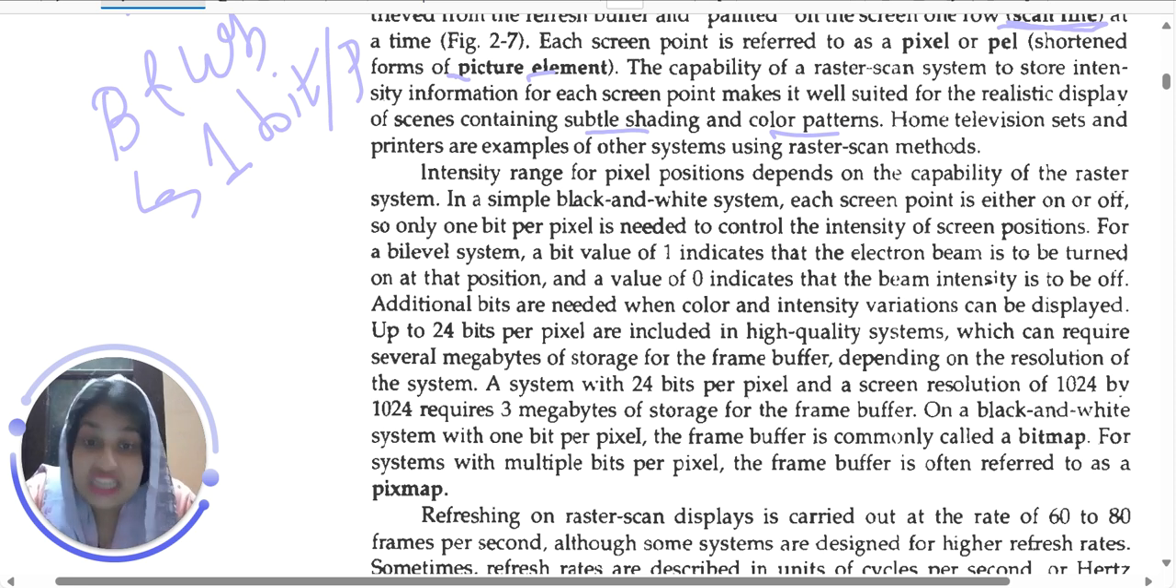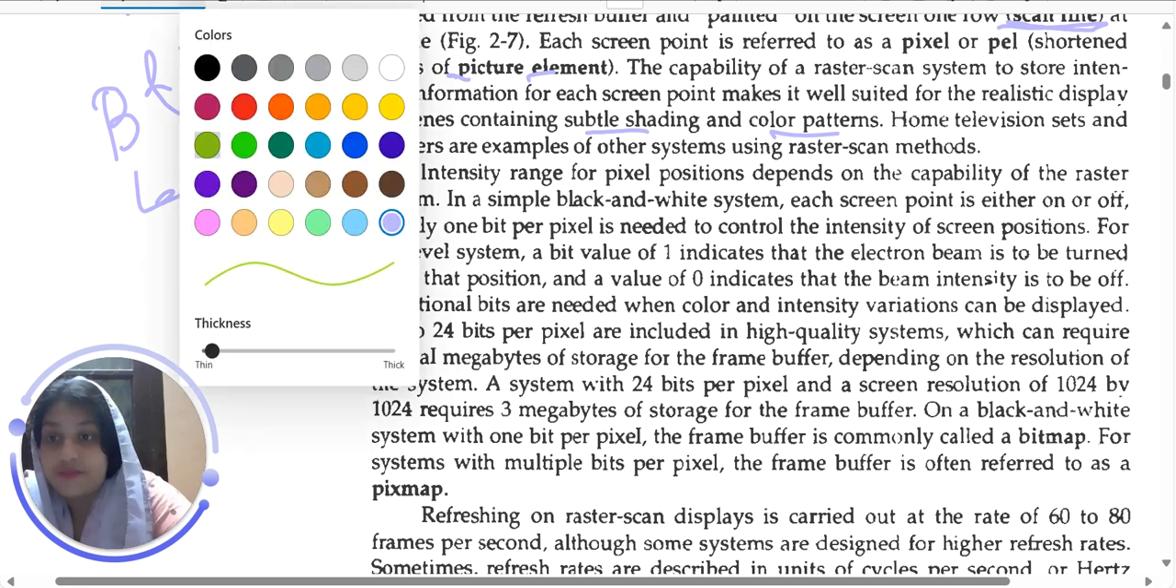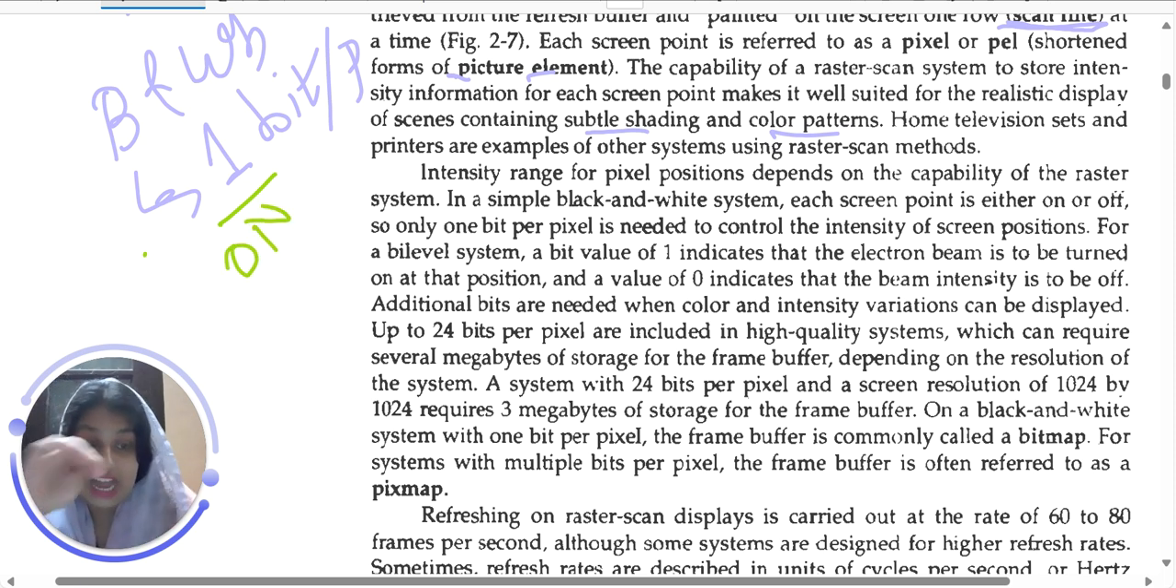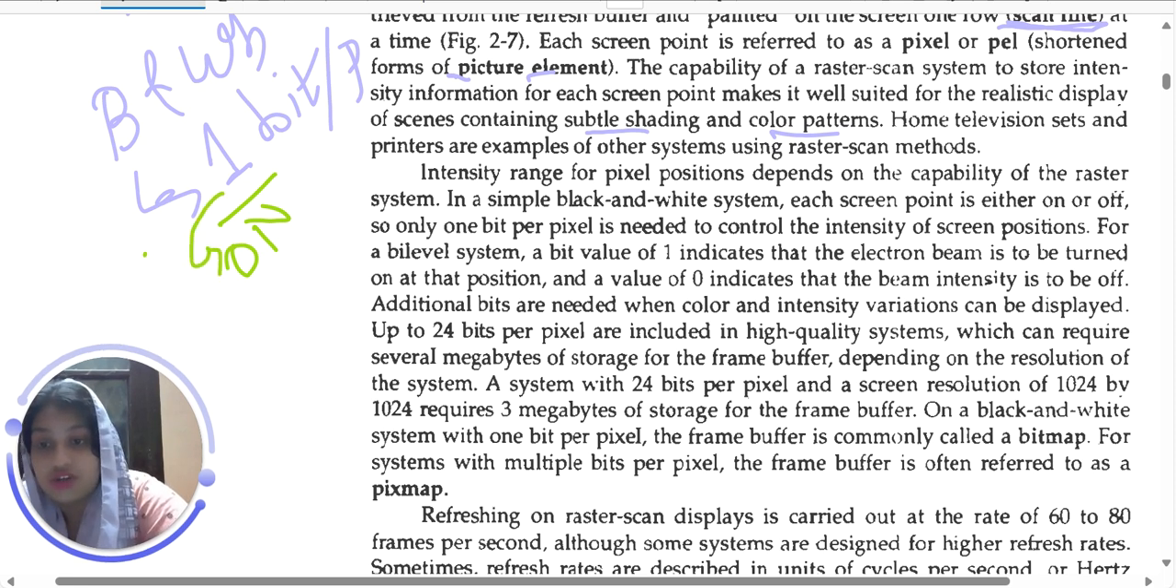For a bi-level system, a bit value of 1 indicates that the electron beam is to be turned on at that position. So 1 means the electron beam is turned on, and if the value is 0, it means it is off. Okay, that is clear.